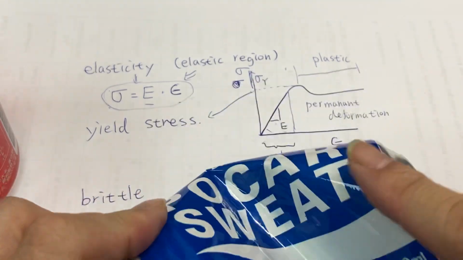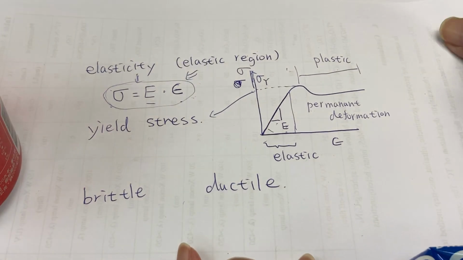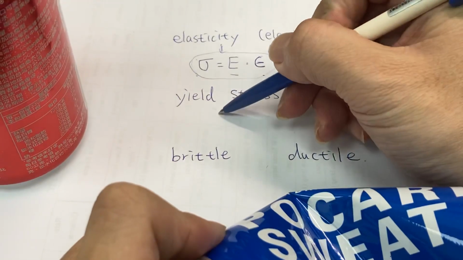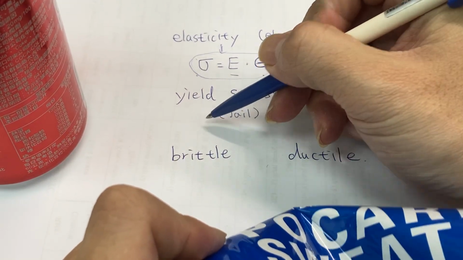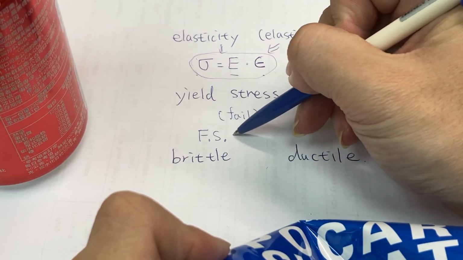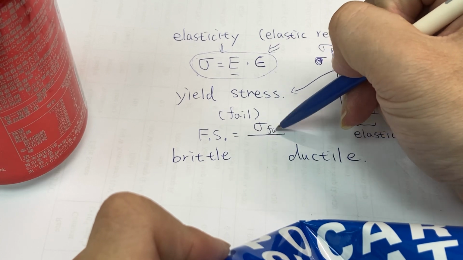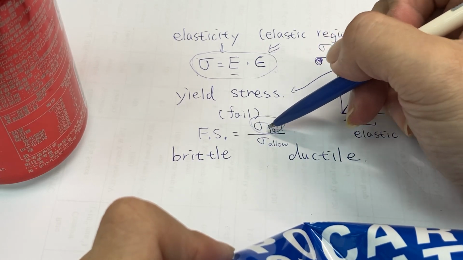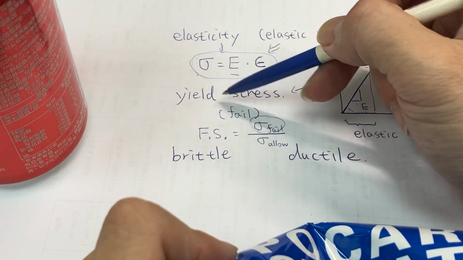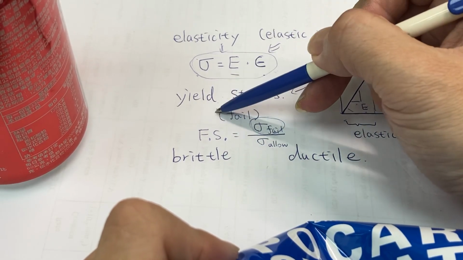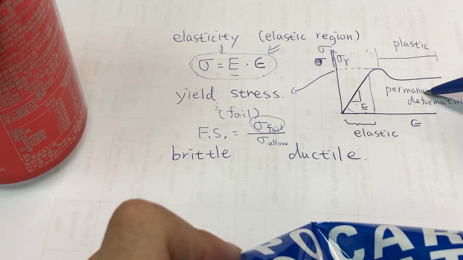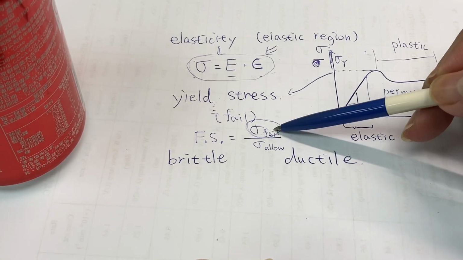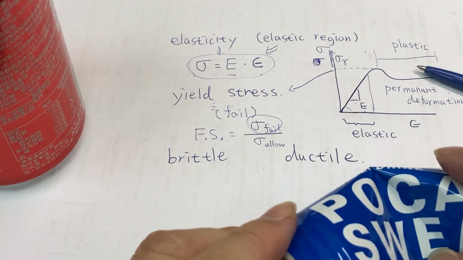One thing I want to mention is that after the yield stress, after the material has a permanent deformation, we can say the material has failed. In the previous section we had a terminology called safety factor, which is the fail stress divided by the allowable stress. At that time I said sometimes you can treat the fail stress as just equal to the yield stress. After passing the yield stress, the material has permanent deformation, or plastic deformation, and we could say the material has failed.